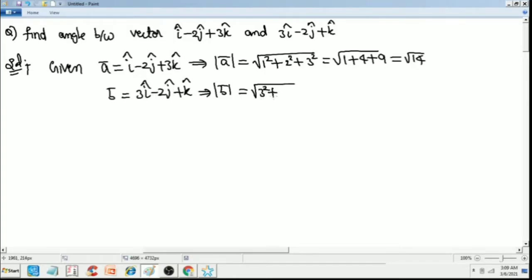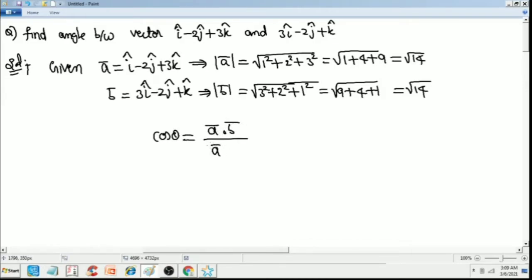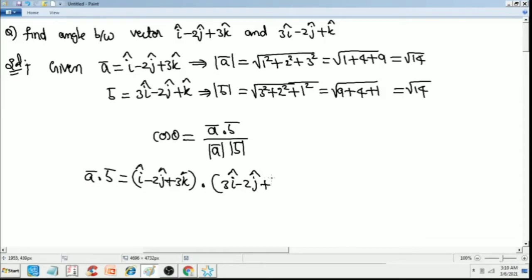B modulus is 3 square plus 2 square plus 1 square. 3 3s are 9, plus 2 2s are 4, plus 1. Same, this is also root 14. In order to find the angle between the two vectors, we have one formula: cos theta is equal to A dot B by A modulus B modulus. So here we need to do the dot product now. A dot B is equal to A vector, i minus 2j plus 3k, dot 3i minus 2j plus k.